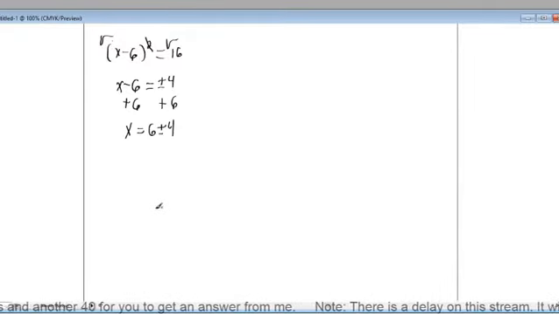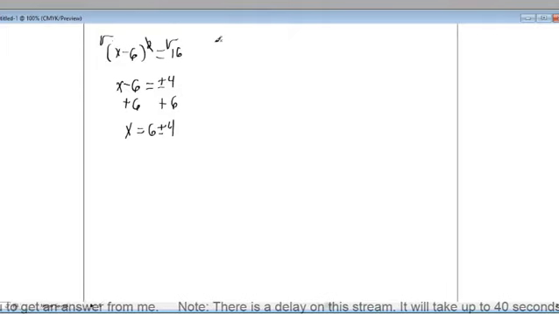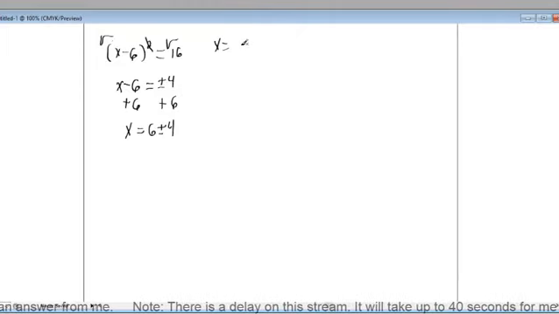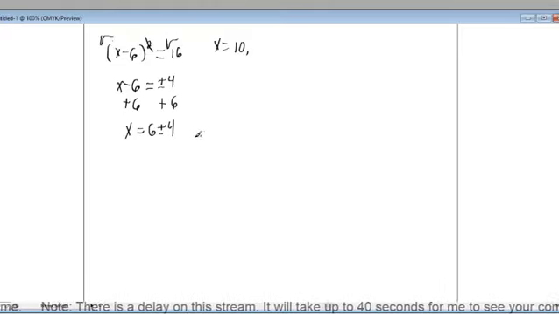Okay. Well, let's actually figure out what that is. So, x could be 6 plus 4, which is 10. But x could also be 6 minus 4, which is 2. And there's our two answers.